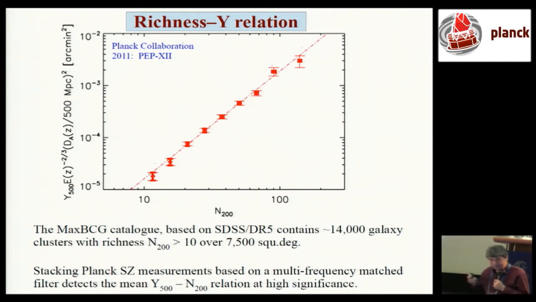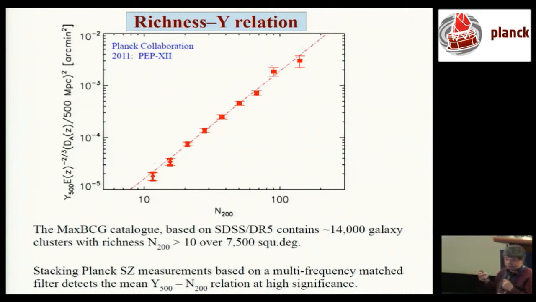Nevertheless, you do get very large numbers of clusters if you analyze optical surveys, and in the Sloan survey in DR5, there's a catalog known as the MaxBCG catalog, which was made by the Sloan collaboration themselves, based on red sequence galaxies, which contains 14,000 galaxy clusters over 7,500 square degrees with richnesses above 10. So that's 10 relatively bright red galaxies near the center of the cluster is what this number means. That's supposed to be a measure of the number of galaxies in the cluster, which is supposed to be a measure in some way of its mass.